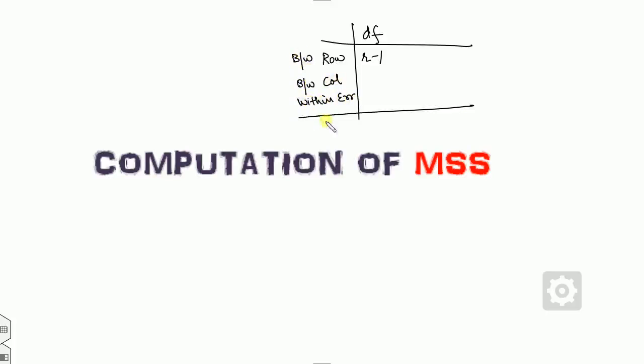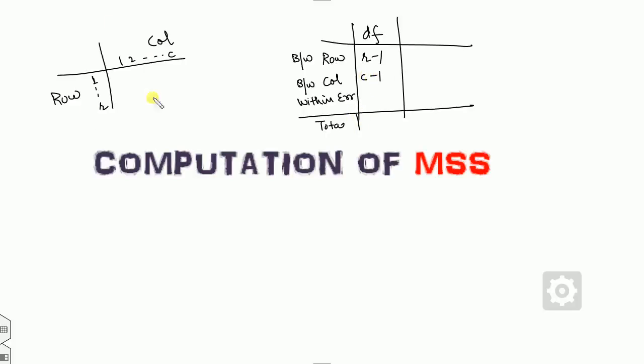How do you compute the MSS? You have to find this number, which is R minus 1. If I say this is my between the rows, this is my between the columns, this is my within the error, and this is my total. This corresponds to my observations in rows and columns. So there are C columns and R rows.